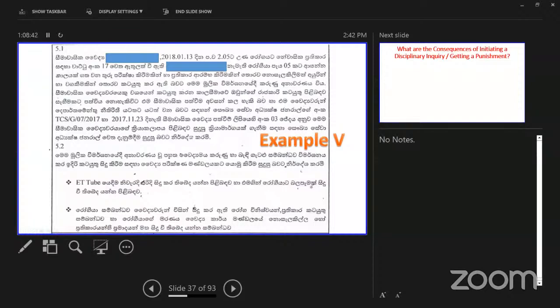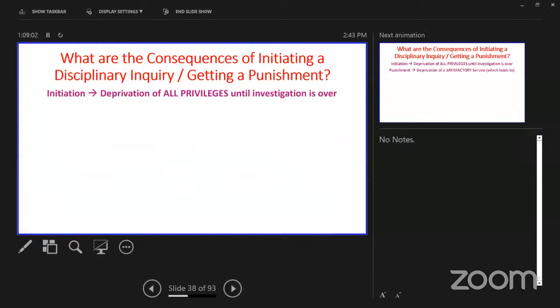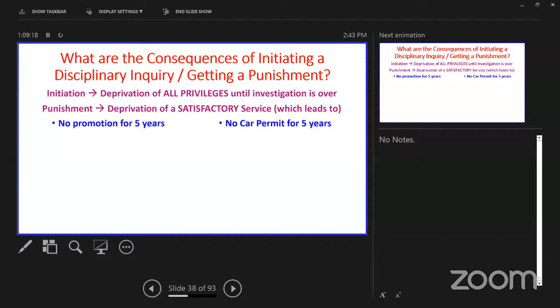So again, for an intern medical officer. So this is the initiation of that. I can't remember what happened to this case, but don't get entangled in a disciplinary inquiry, because it has grave consequences. That's what I am going to tell you here, because these are the consequences. Once there is an initiation of a disciplinary inquiry, you will be deprived of all privileges until the investigation is over. If there is a punishment, then you are deprived of a satisfactory service, which leads to no promotion for 5 years and no car permit for 5 years. Although now the car permit is not of any use because car permits are not given, there will be no promotion for 5 years.